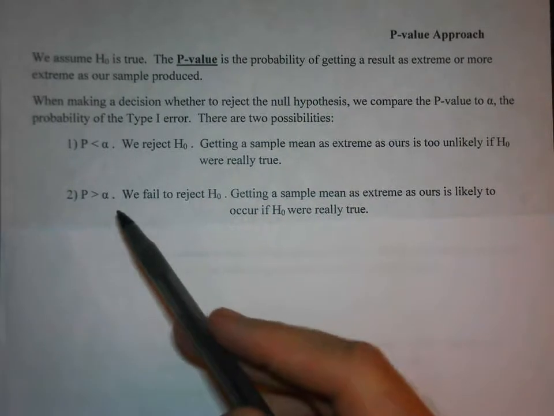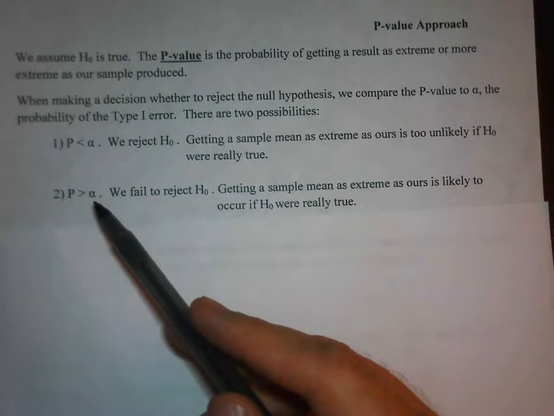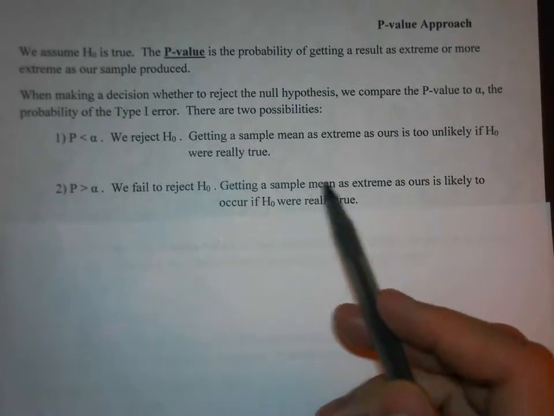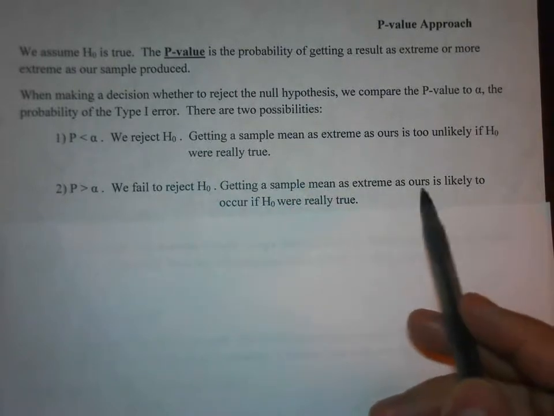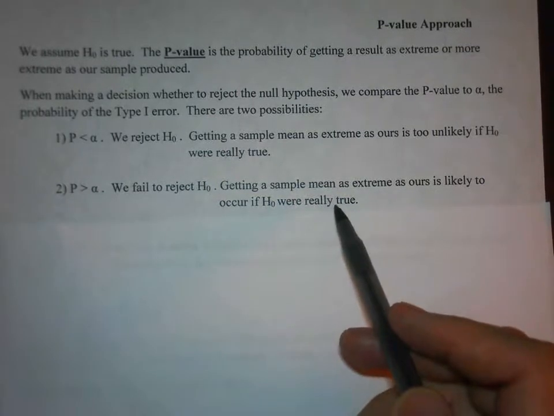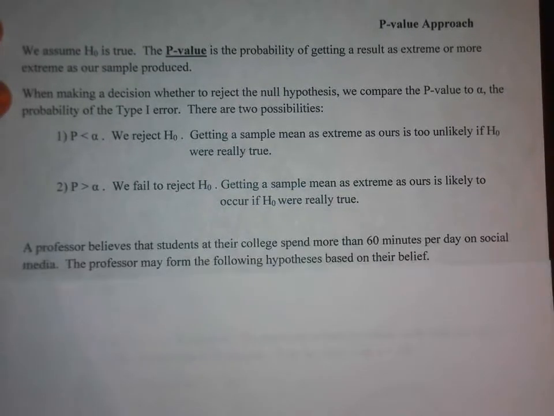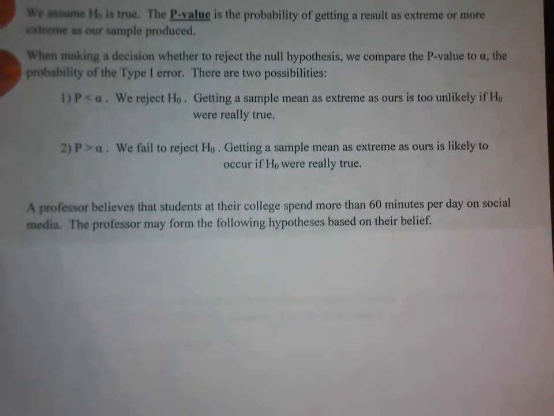On the other hand, if p is greater than alpha, we fail to reject H0. So getting a sample mean as extreme as ours is likely to occur if H0 were really true. When we go through the example, this will make a little more sense.